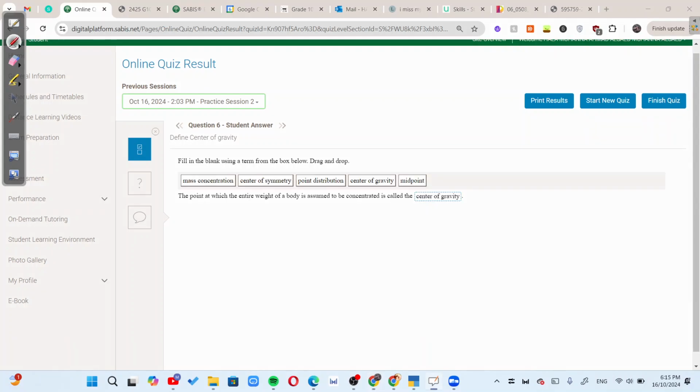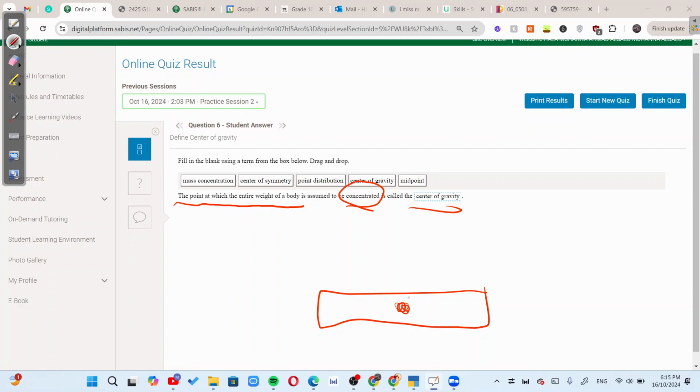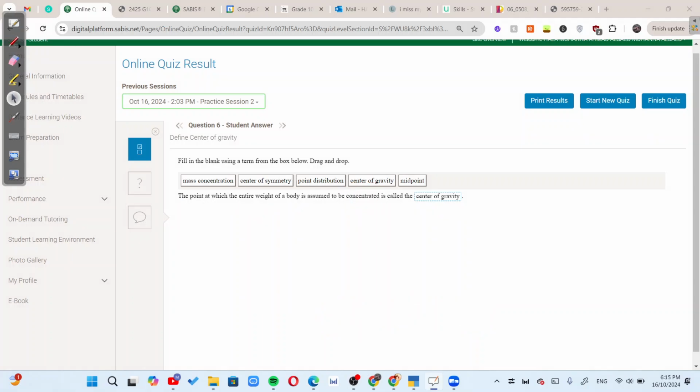Okay, for the next few questions, it's easy. Whenever you see the point at which the entire weight of a body is to be concentrated, it's just center of gravity. Like if we have this plank and it's equal, nothing's affecting it, the center of gravity is going to be here. It's where all your force is going to be exerted. Now next question.